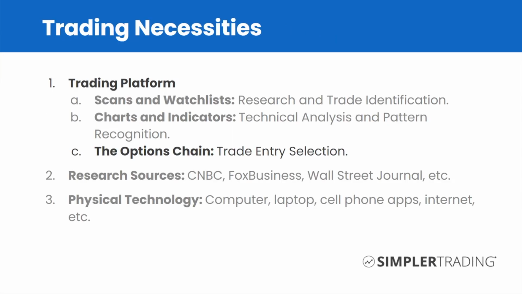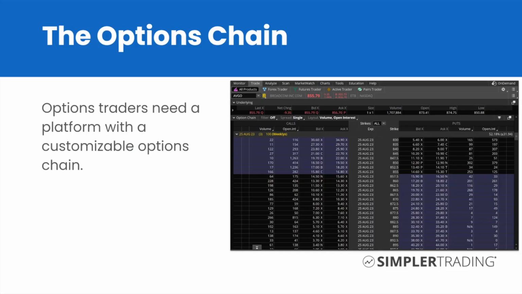Next is going to be the options chain. Here's a picture of the Thinkorswim options chain. In this screenshot, you can see that the layout is set to volume and open interest. This allows me to see what kind of liquidity we have in the options market, but you're also going to want to look at the implied volatility. You're going to want to look at the expiration dates to see if the ticker has monthly or weekly options.